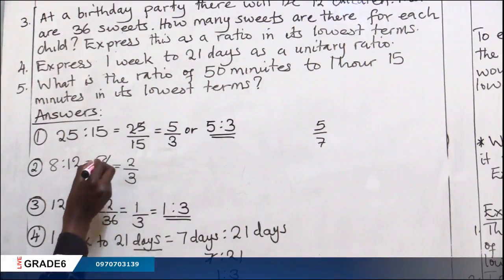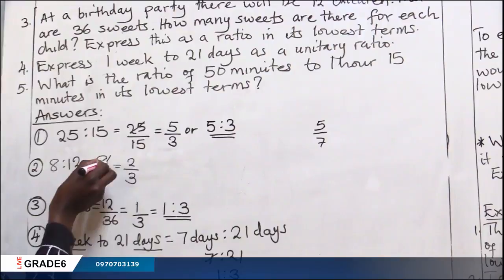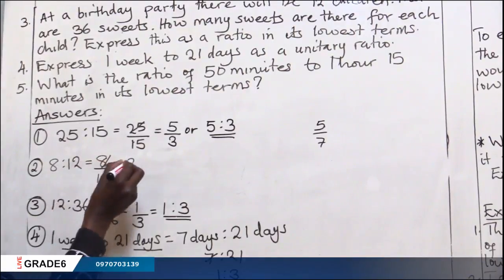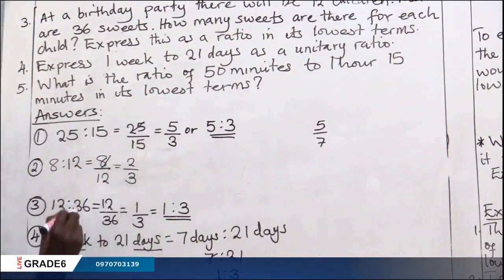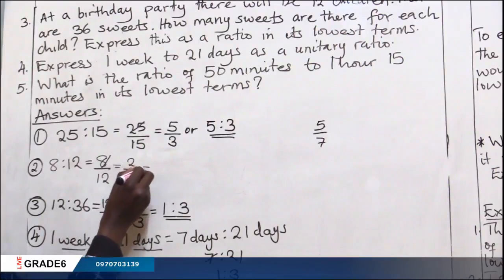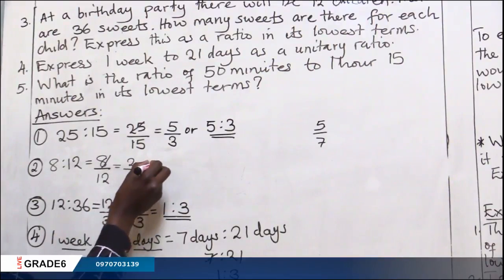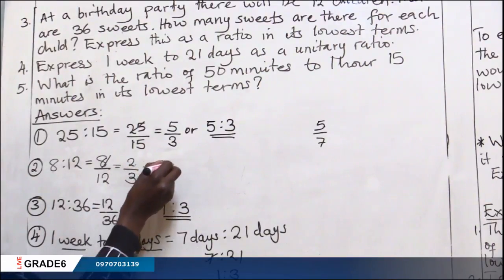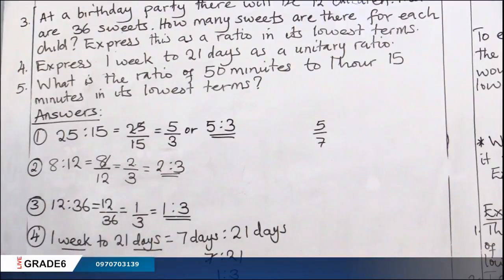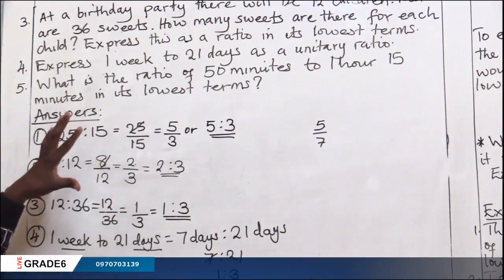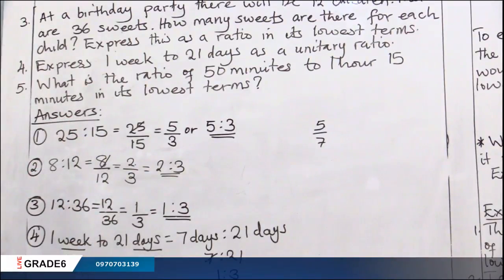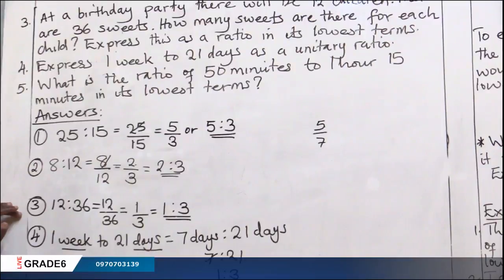4 into 8. How many times does 4 go in 8? 4 goes in 8 2 times. 4 goes in 12 3 times. So our answer is 2/3, 2 over 3 or 2 to 3. So boys and girls, it's very important for you to be following, especially if I'm starting the topic, so that you don't miss out.